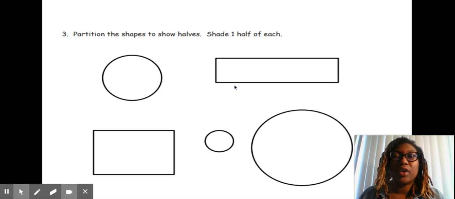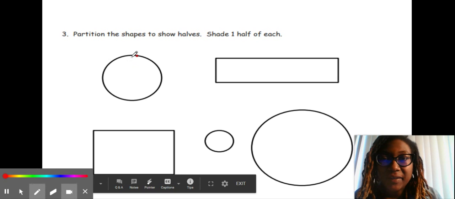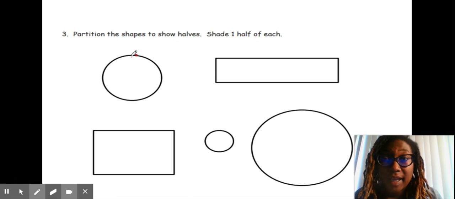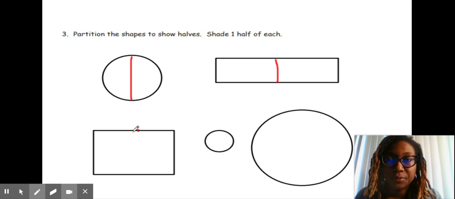Okay, so to start, we are going to split these shapes, so partition the shapes to show halves, and then we're just going to shade 1/2 of each. So remember, it needs to be fair, right? It has to have 2 equal sides to be halves. And of course, my lines might not be perfect, but I'm going to split these right in half, trying to be as close to the middle as possible.